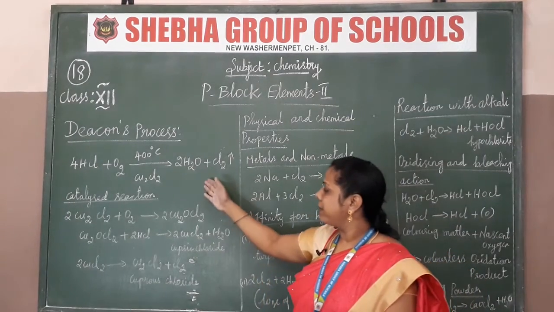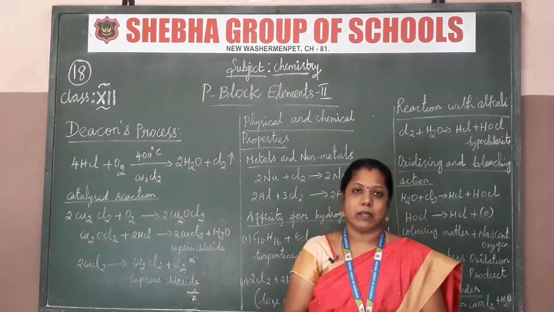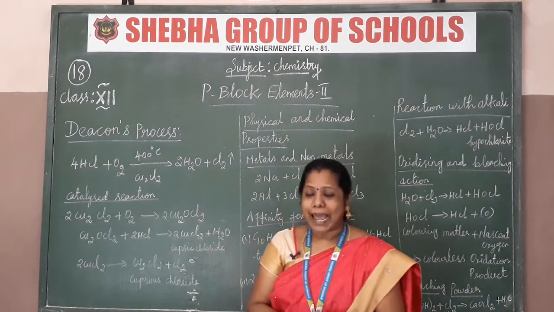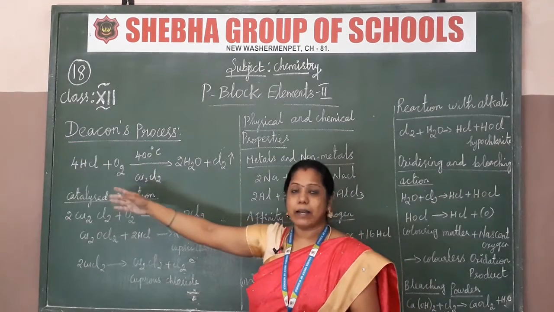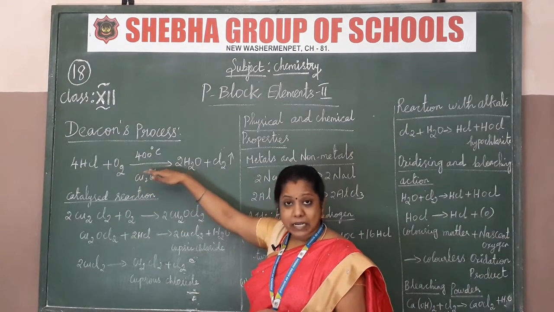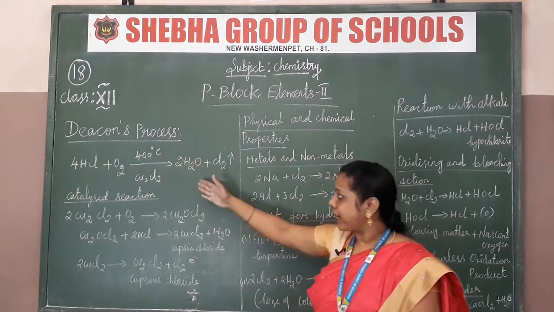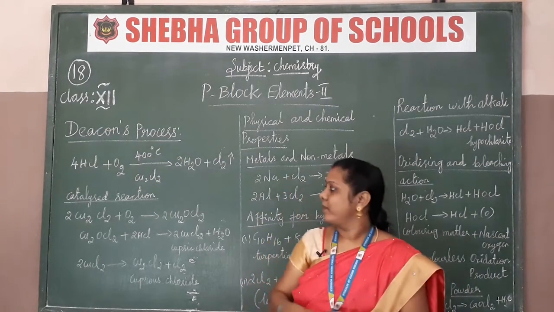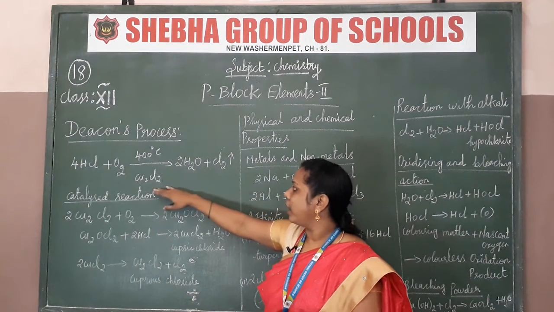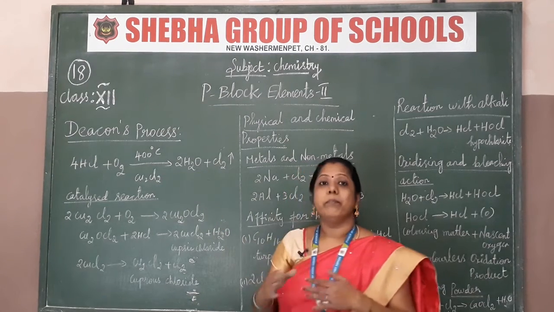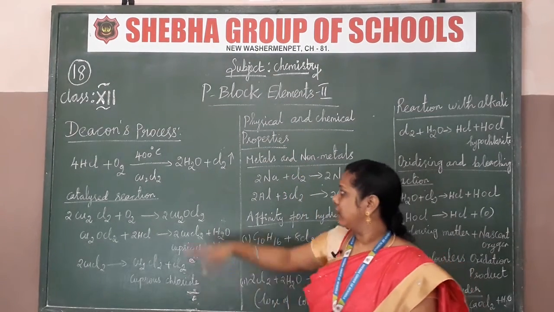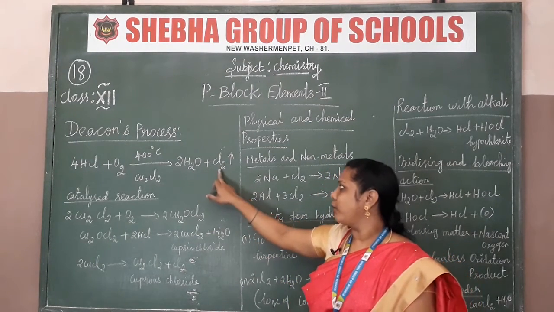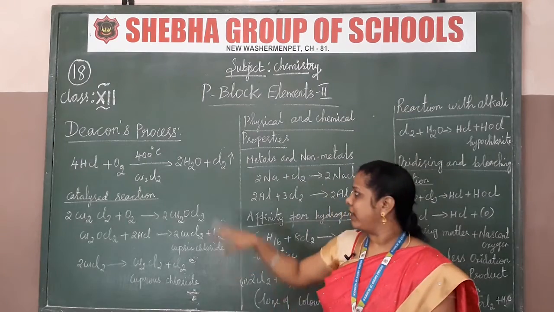In the previous slide we learned about the electrolytic process. Now the Deacon process is where hydrochloric acid reacts with oxygen, that is atmospheric air, in the presence of 400 degrees Celsius temperature, with a catalyst. In this, the catalyst Cu2Cl2 acts as the catalyst, and we get water molecules and chlorine. This chlorine is obtained in the gaseous state.